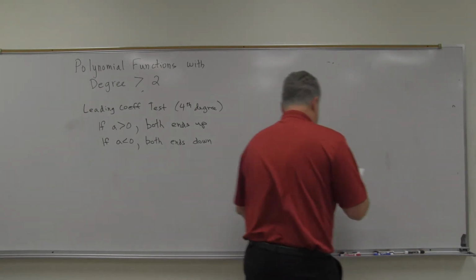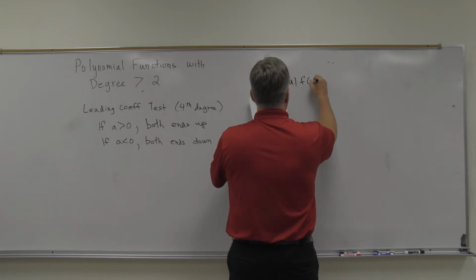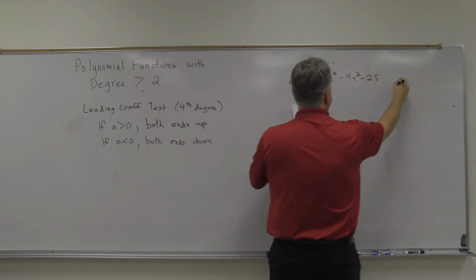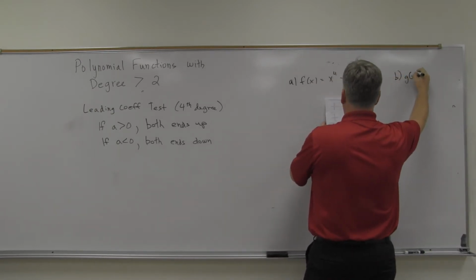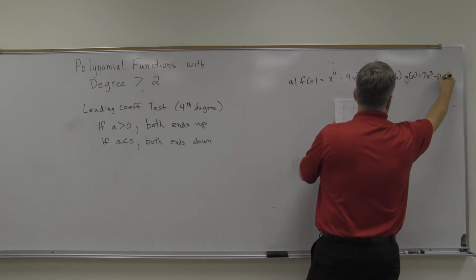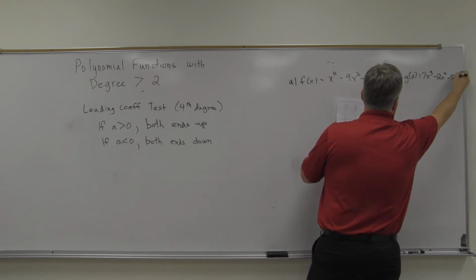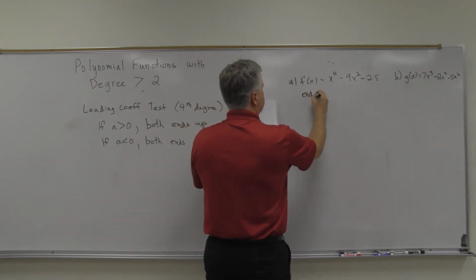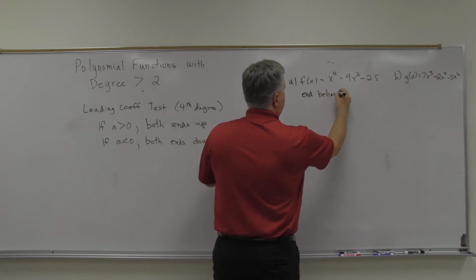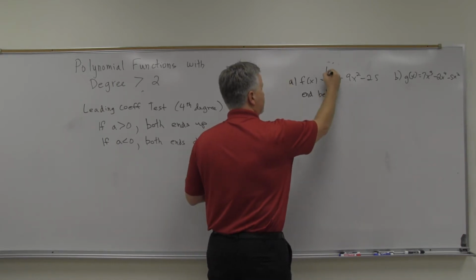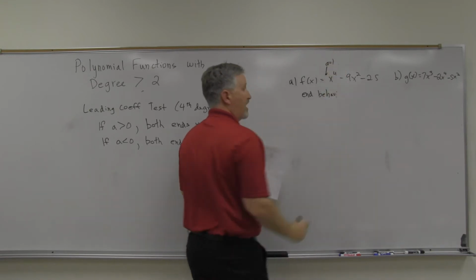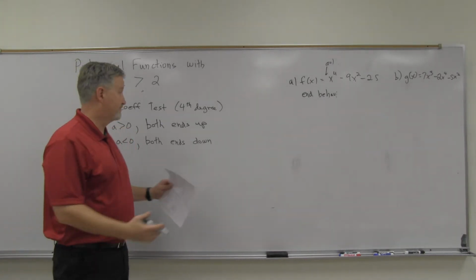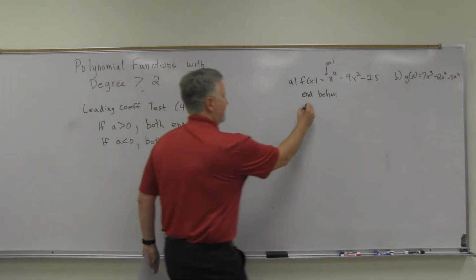So on A, on the back side, I've got f of x equals x to the 4th minus 9x squared minus 25. And then B, g of x, 7x cubed minus 2x to the 4th minus 5x squared. So again, just a couple examples. In behavior on these, A opened up. A here is 1, positive, isn't it? So all we can tell just from that is both ends are going to go which way? Up. Both ends up.